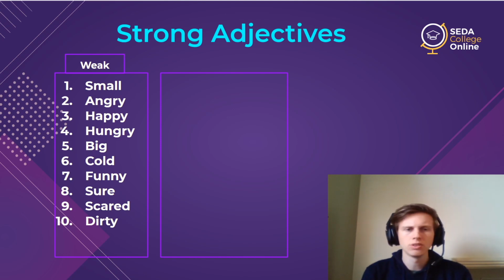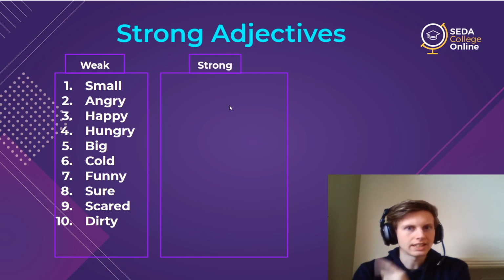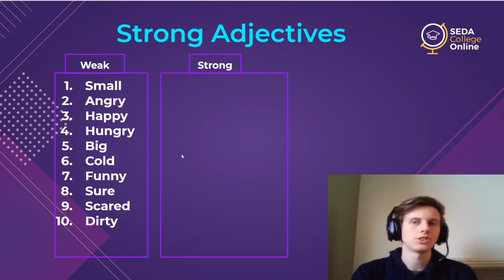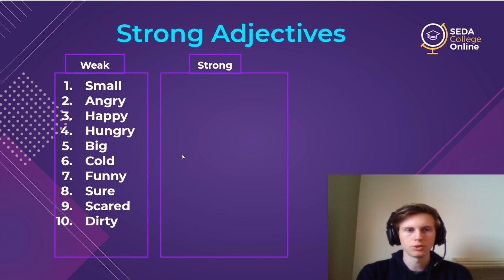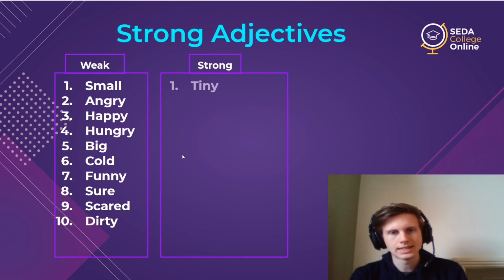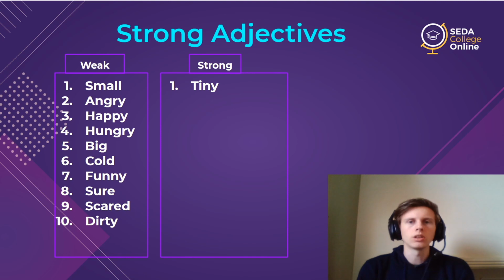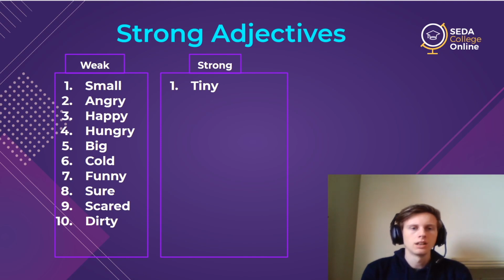Small, no, not descriptive. Angry, can be very weak anger. So how do I say the other side, the strongest form, the most extreme other side? So that's what I want you to guess. So I've given you the weak, you try to guess the strong adjective examples. So for example, number 1, small is weak, tiny is strong. Tiny is very, very small. That's something that is tiny.